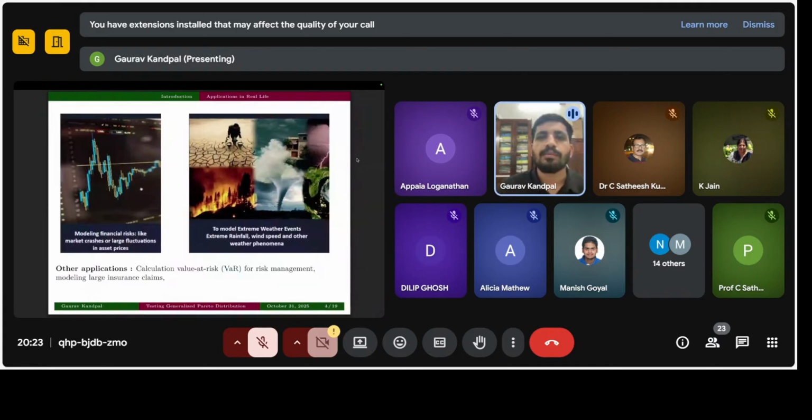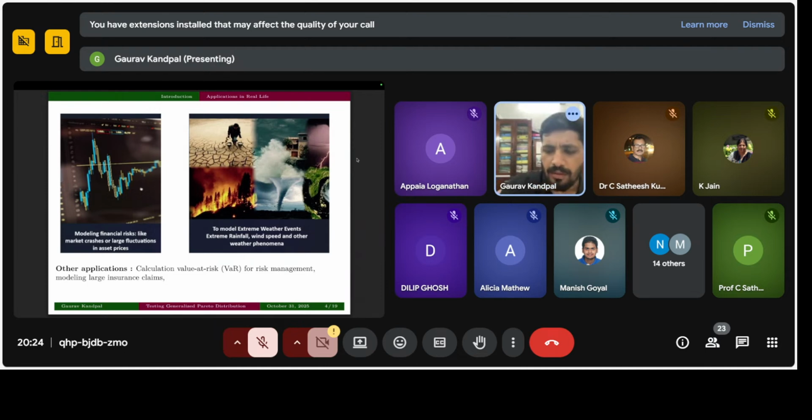These are some areas where people see the generalized Pareto distribution coming into play. The first one is modeling financial risk, like market crashes and large fluctuations in asset prices. The other is modeling extreme weather events like extreme rainfall, extreme wind speed, and some other weather phenomena. It also comes into the picture when calculating value at risk for risk management and for modeling large insurance claims.